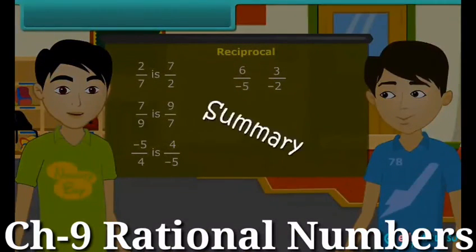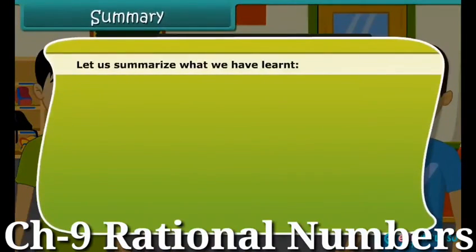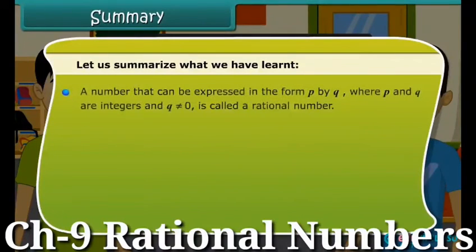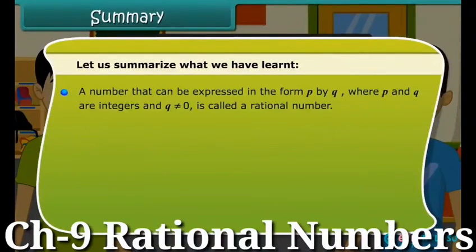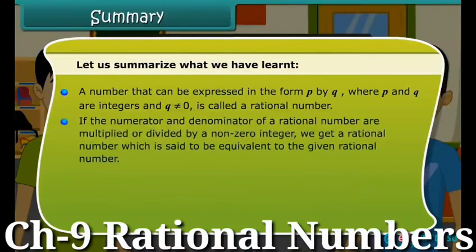Summary. Let us summarize what we have learned. A number that can be expressed in the form P by Q, where P and Q are integers and Q is not equal to 0, is called a rational number. If the numerator and denominator of a rational number are multiplied or divided by a non-zero integer, we get a rational number which is said to be equivalent to the given rational number.